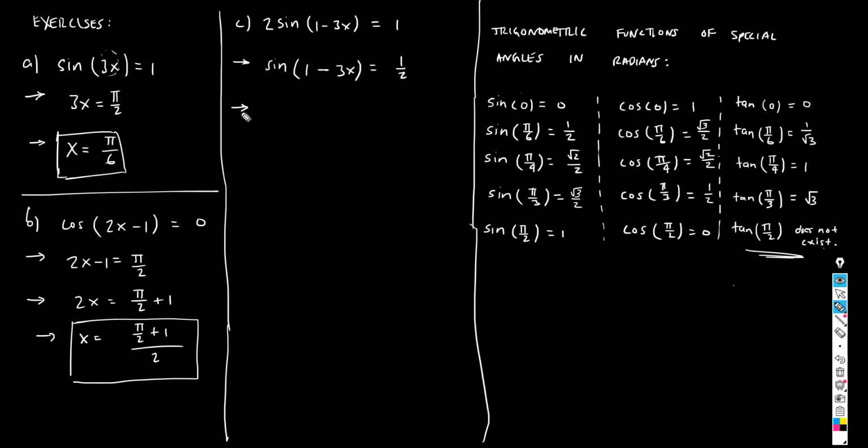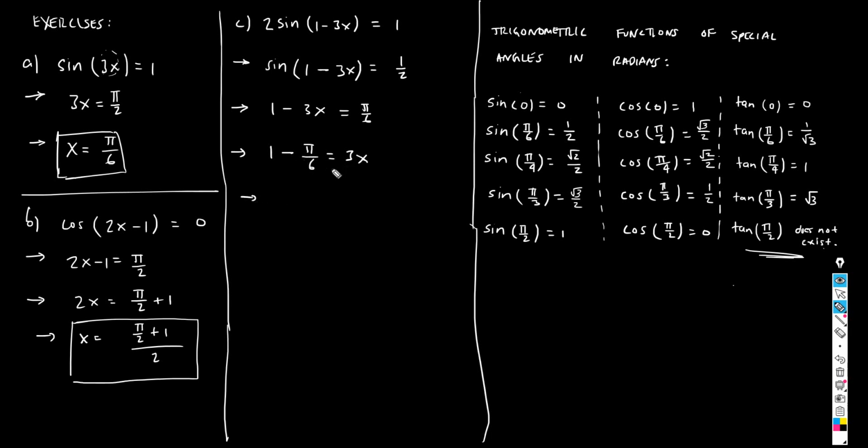Therefore, I can make the deduction that this should be equal to pi over 6. And that's what I write. 1 minus 3x equals pi over 6. Okay? And then I just continue solving this equation. And now that you have done this, the rest is quite simple. We get 1 minus pi over 6 equals 3x. Make sure you see what I did.